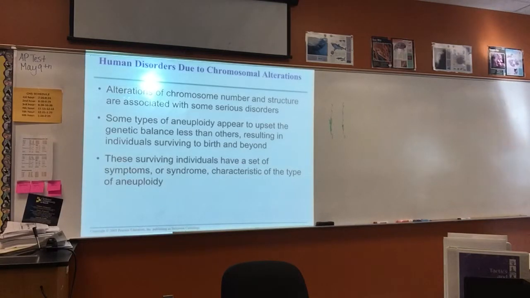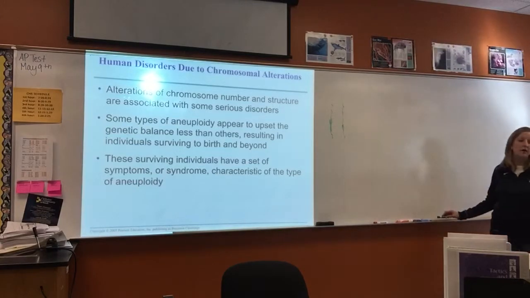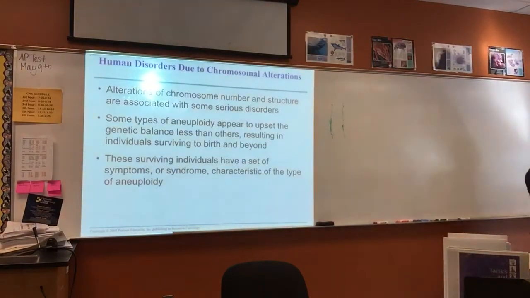All right, so some actual human disorders. We'll look at the abnormal numbers of chromosomes due to nondisjunction first. Alterations of chromosome number and structure are associated with some serious disorders. Some types of aneuploidy, that means an abnormal number of chromosomes, appear to upset the genetic balance less than others, resulting in individuals that are able to survive, they're able to be born and actually live. With some, you get abnormal numbers of chromosomes and the baby can die while still in the mother.